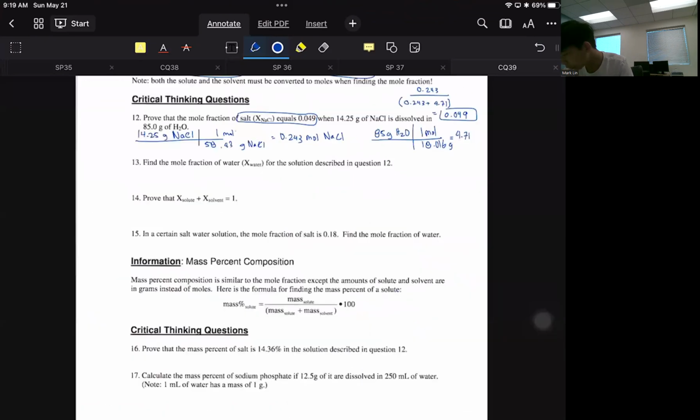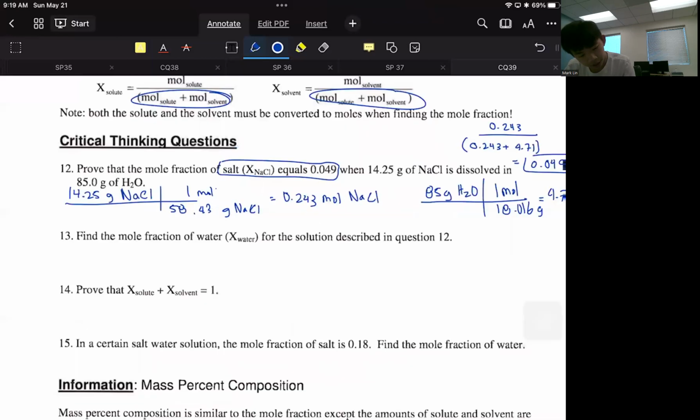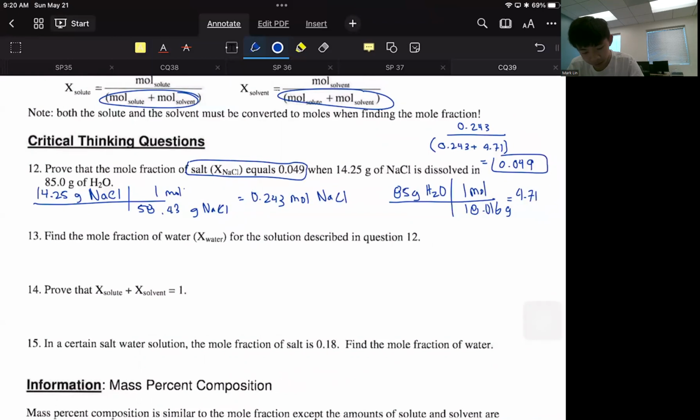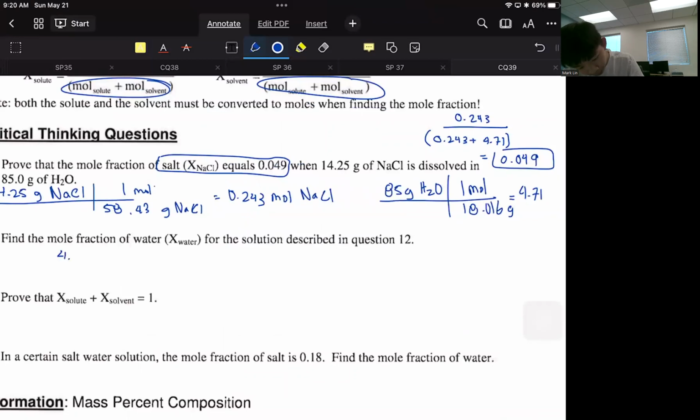All right, so 13. Find the mole fraction of water for the solution described in question 12. So same thing, but just finding it for the solvent, right? Solvent is going to be 4.71 divided by 4.71 plus 0.243, because the solvent this time is the water. You divide this out, it's gonna be 0.95.